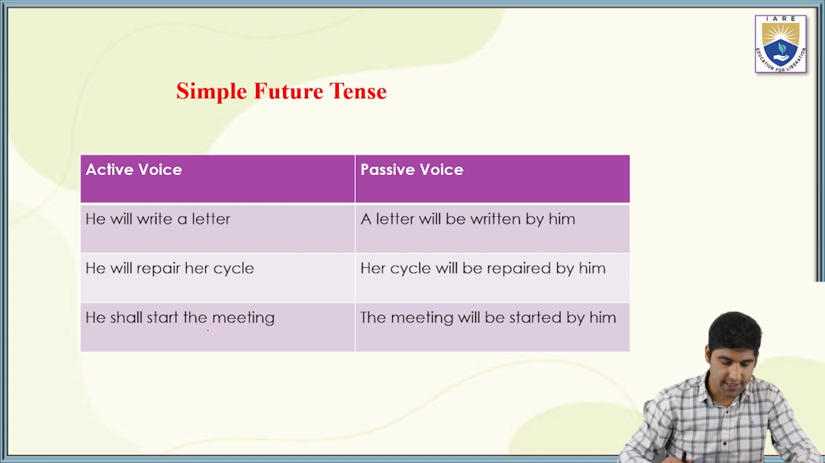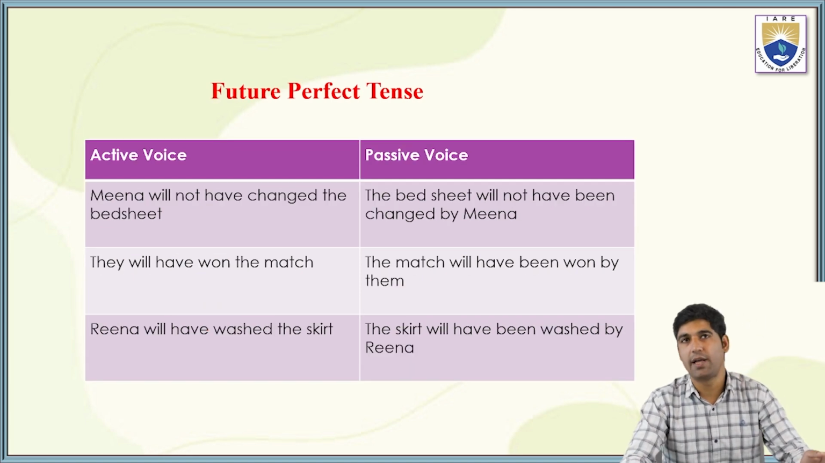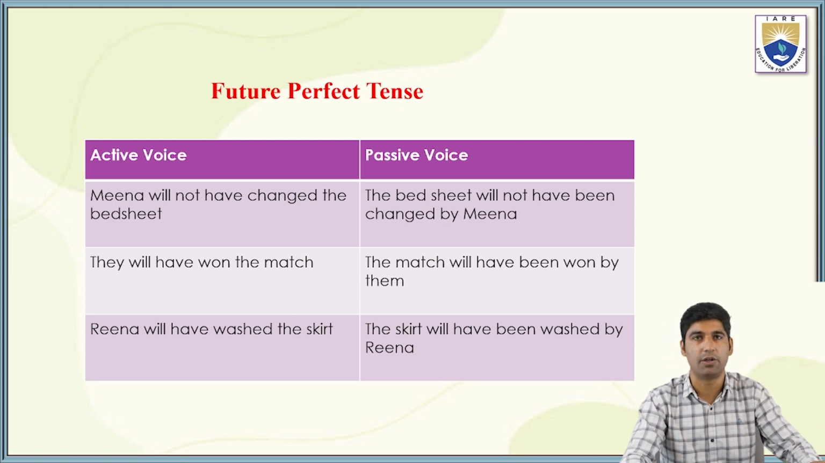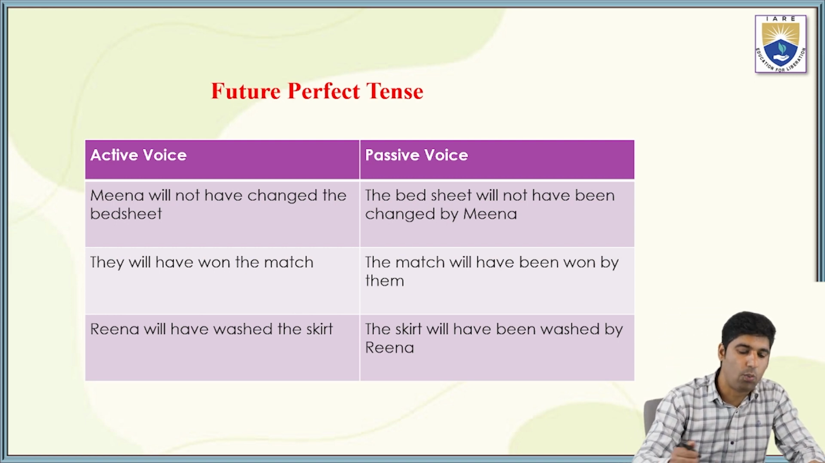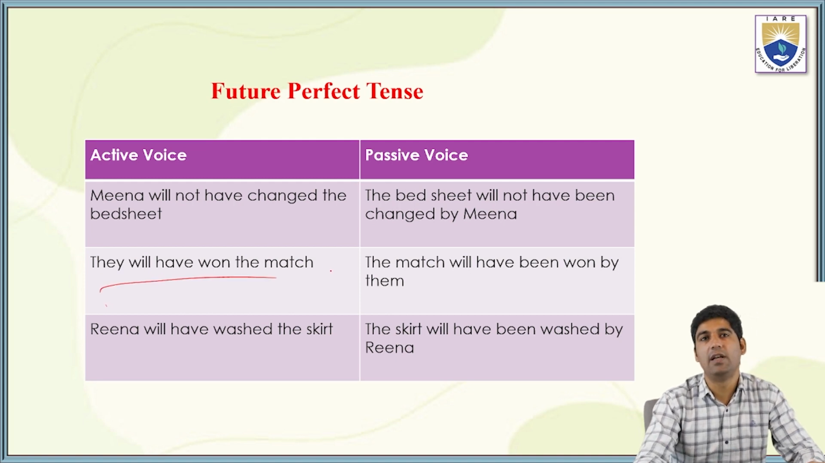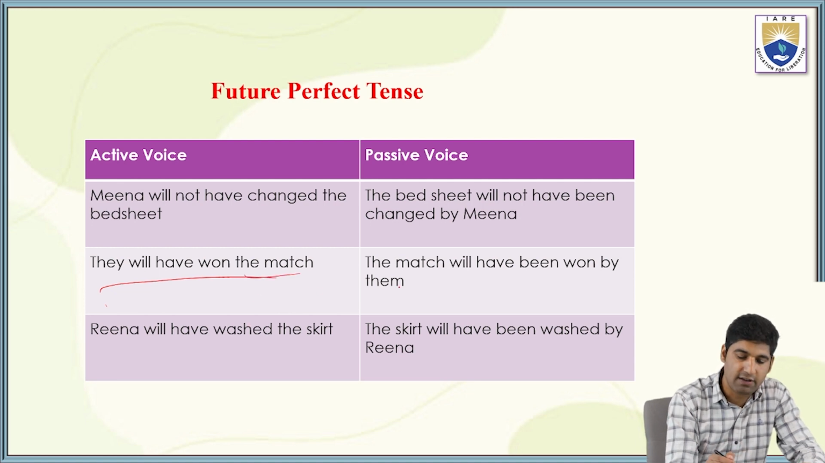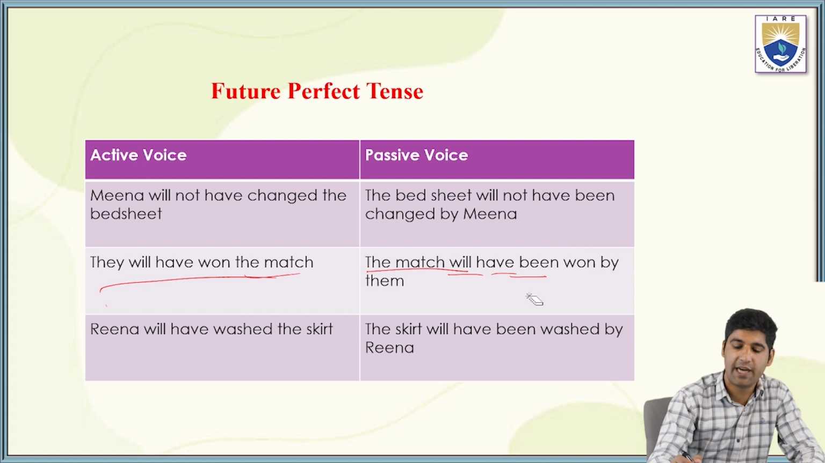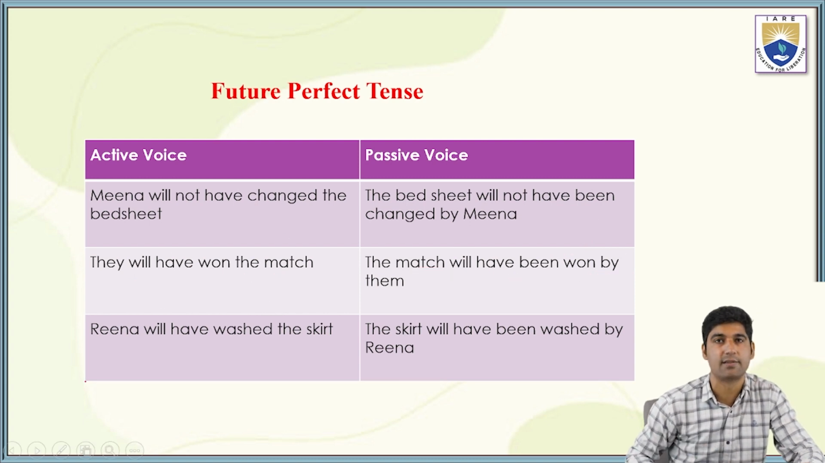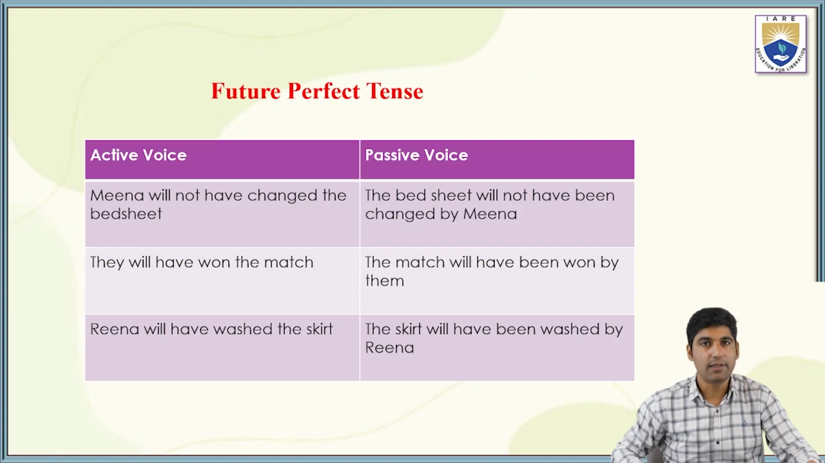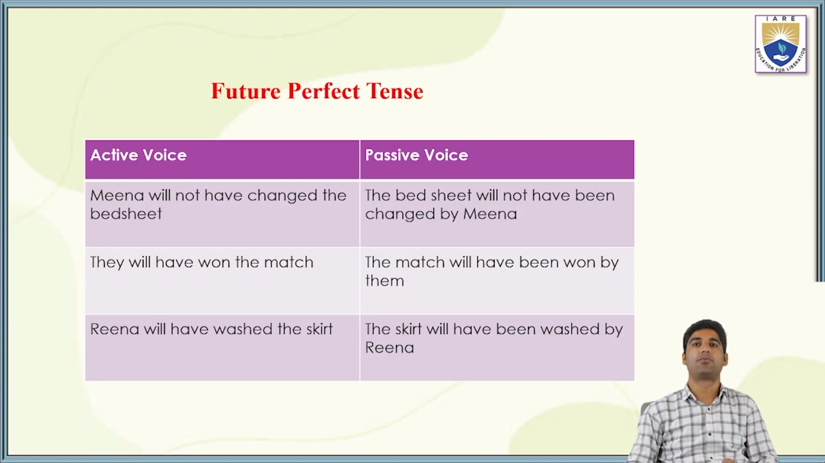Then let's go with the next tense, that is future perfect, because there is no passive voice for future continuous. They will have won the match. The match will have been won by them. So the match will be the subject here. Then it is future "will have", then it is past participle, that's why it is "been". Verb third form "won", followed by "by", and then the object, which is the subject in the active voice. So this is all about the change of voice for the tenses.